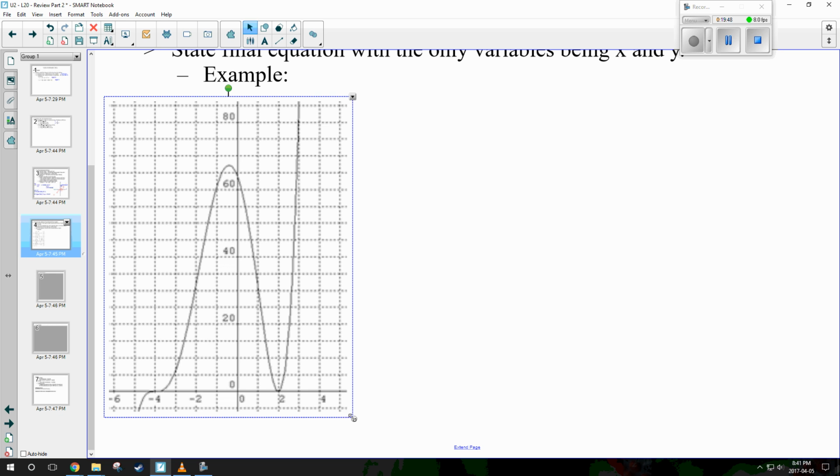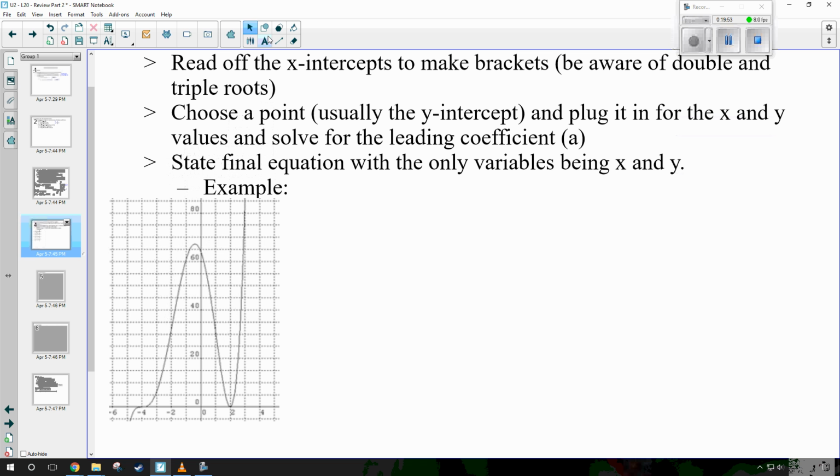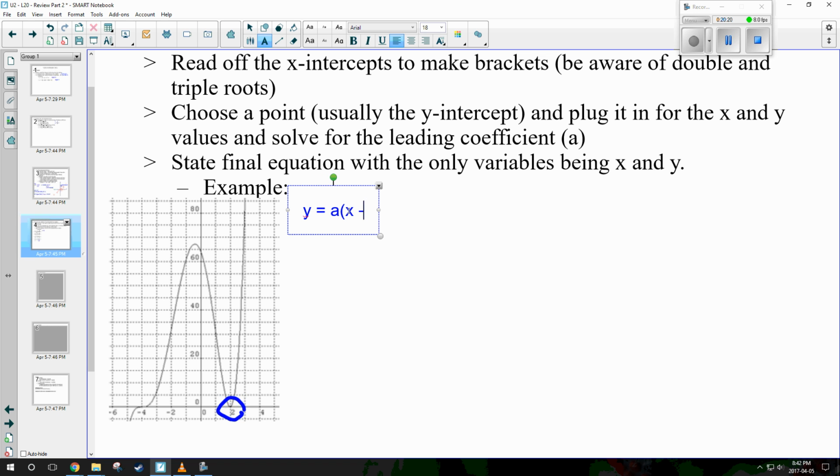So we have this graph here, and we have to come up with an equation for it. So we start off with y equals a, where a is our leading coefficient and we don't know what it is yet. Then let's take a look at our x-intercepts. Looking down here, I know I have an x-intercept at the bottom where it hits at 2. And remember, when you put something inside a bracket, it always changes the sign. So because that's a positive 2, that means this is going to be x minus 2. And because it bounces at that point, we know that that is a double root, so we have to throw a squared around that bracket.